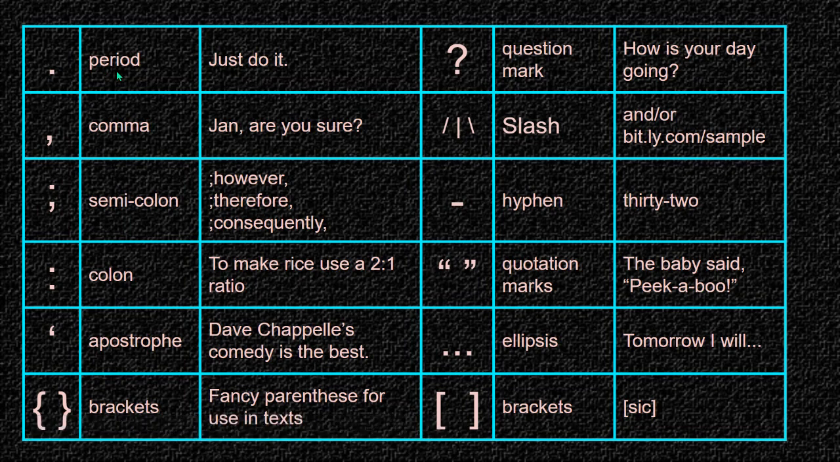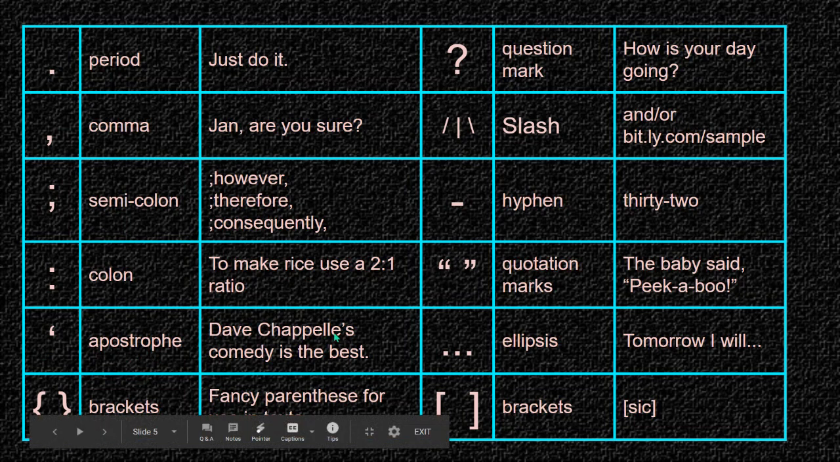So we have the period. We have the comma, like right here, Jan, are you sure? We have the semicolon, which we can use before conjunctive adverbs and for a couple other reasons. We have a colon, which can be used for 7 different reasons, one being to show a ratio, like rice to water ratio. We have the apostrophe when somebody owns something. So Dave Chappelle's comedy is the best. I hope you would agree.